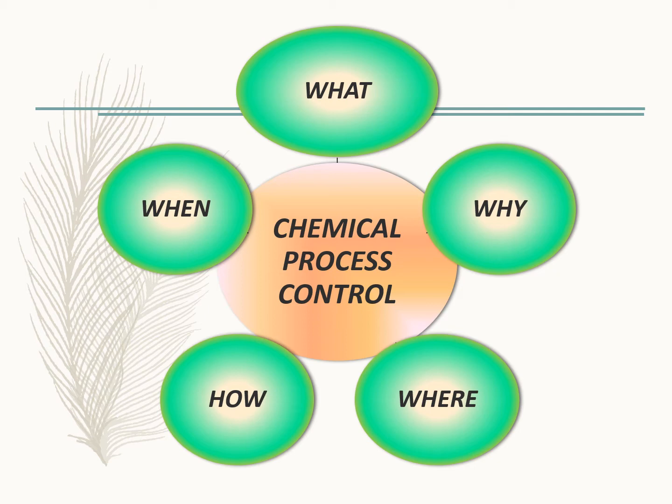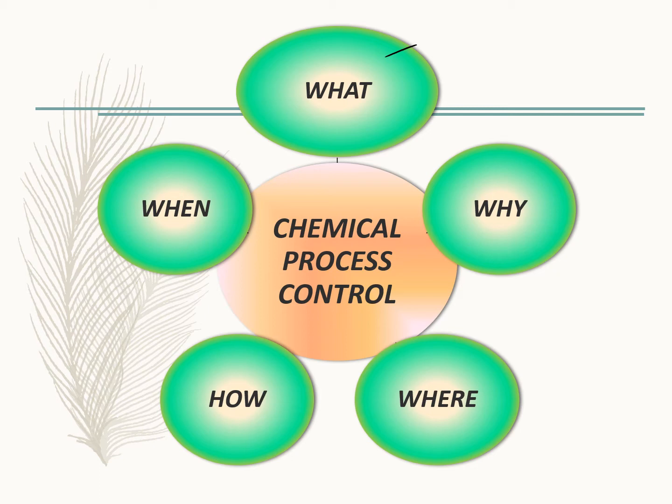Okay, for the what term, process control is normally used in continuous production. This process control is normally used to automatically control the process condition in which a product is made.